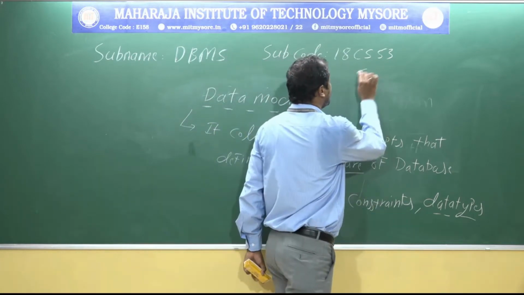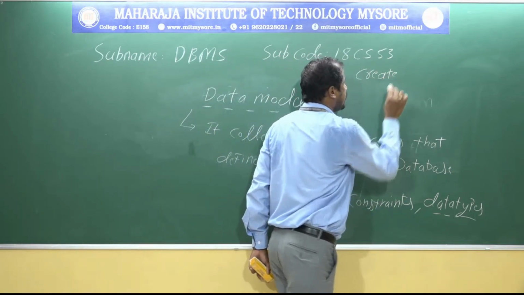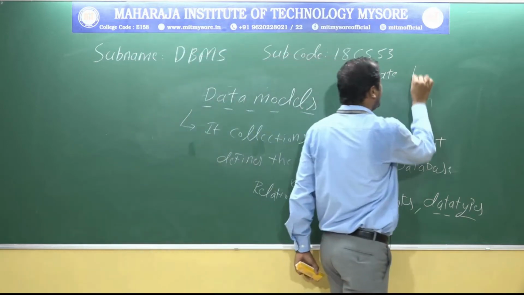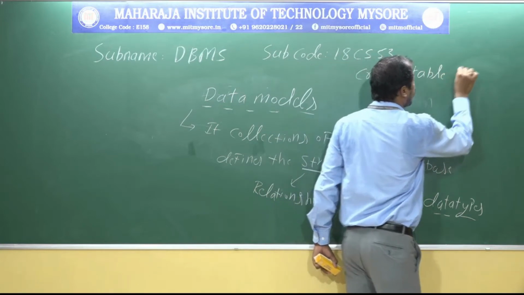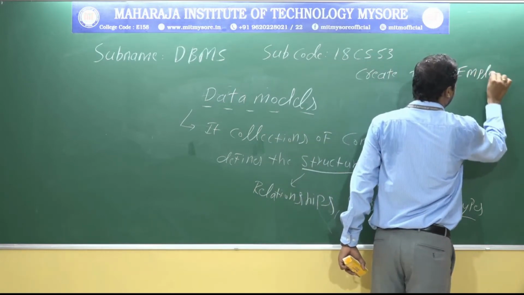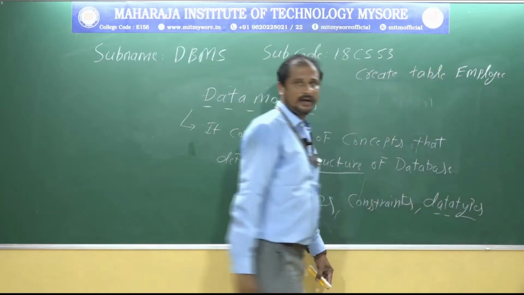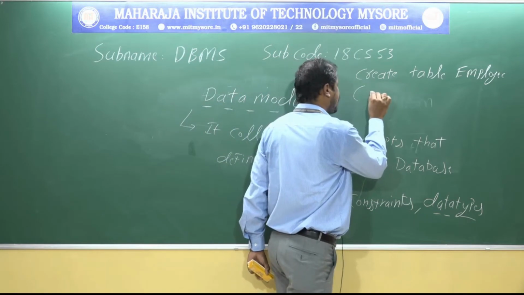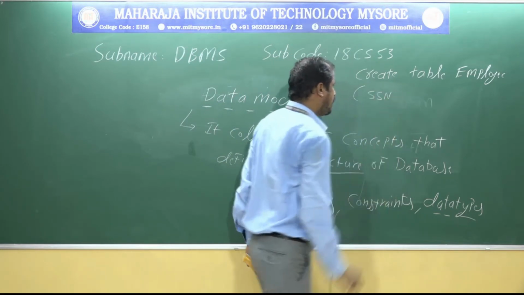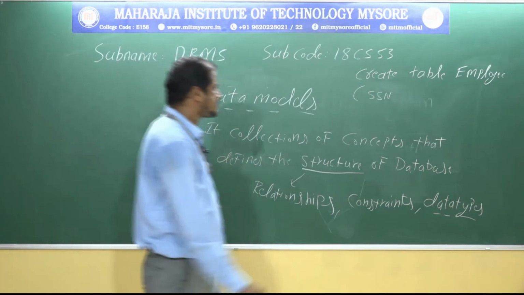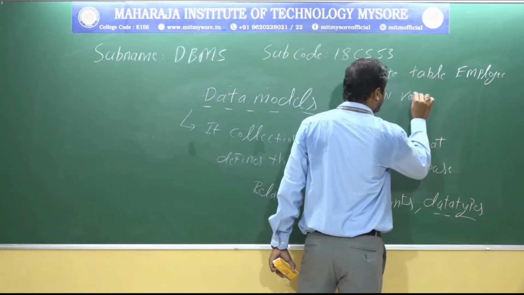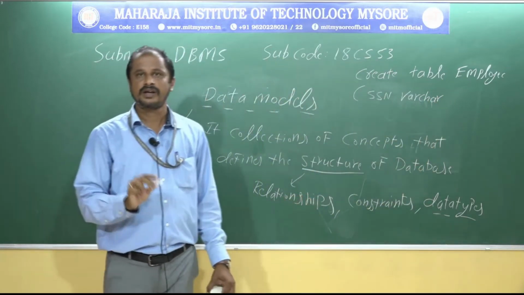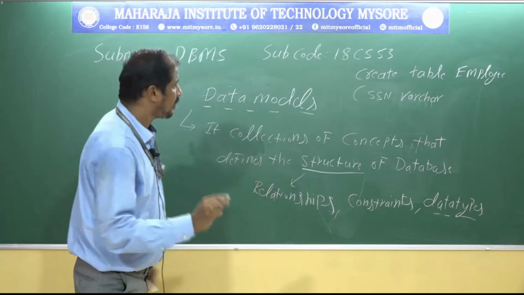So if I want to write a small table, I will write it out because it makes it easy to analyze what a data model is all about. Create table employee. So I am creating a table called employee. Employee has SSN, which is defined through varchar, a varying character. So it speaks about a varying character for SSN.